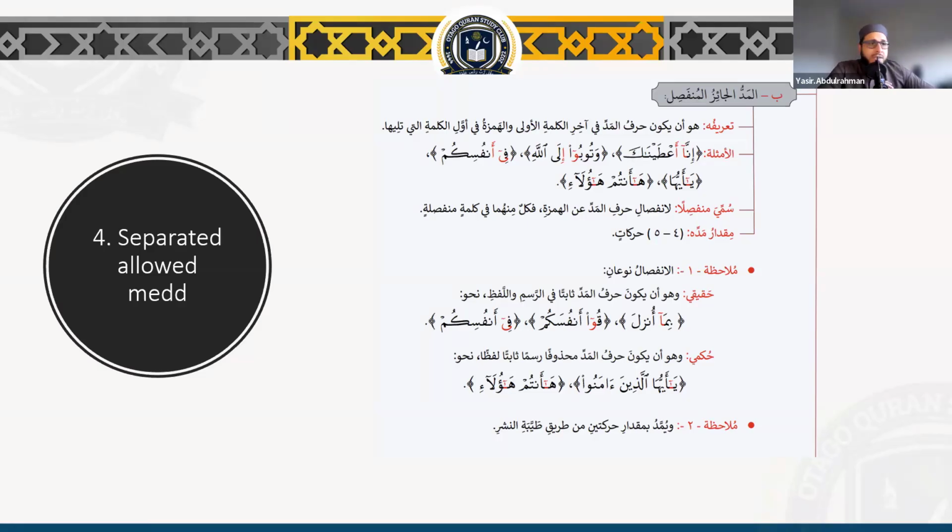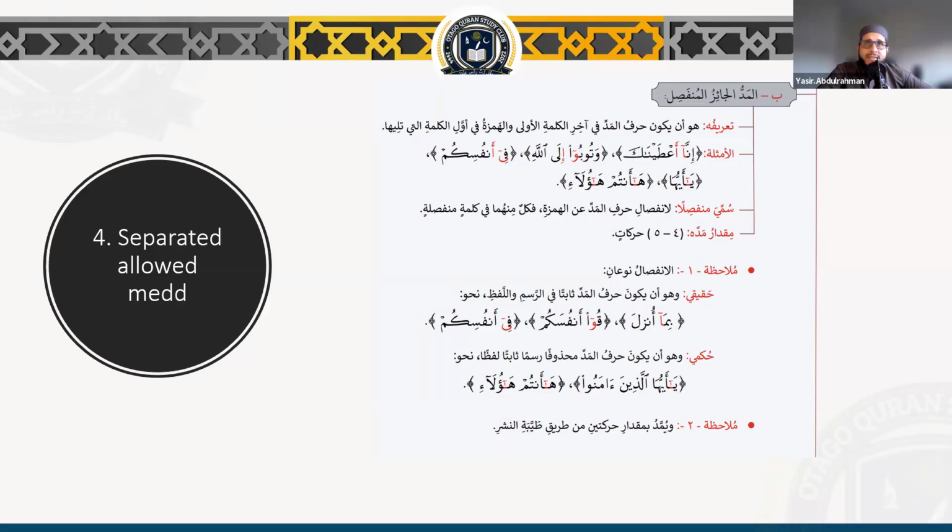The examples are بما أنزل, قالوا آمنا, وفي أنفسكم. Right? So why we said it's munfasil, separated, it's because of these two conditions for the med, the letter of med and the hamza which comes after it. So now we already started things which are longer than two haraka. The reason for it in this case is the hamza, right? There's a letter of med and hamza comes after it, so you make it long.